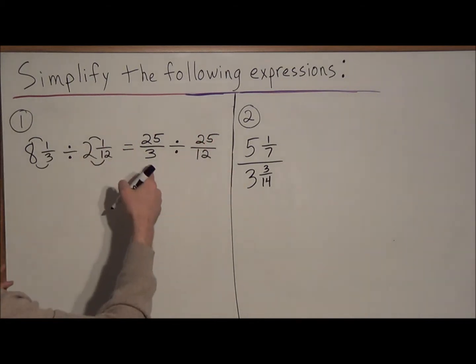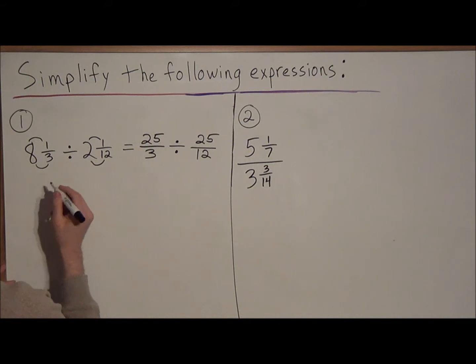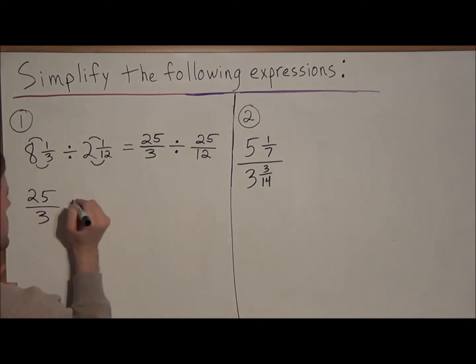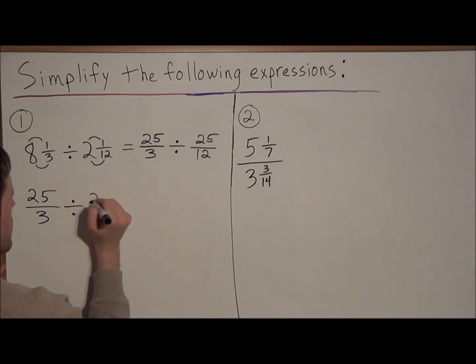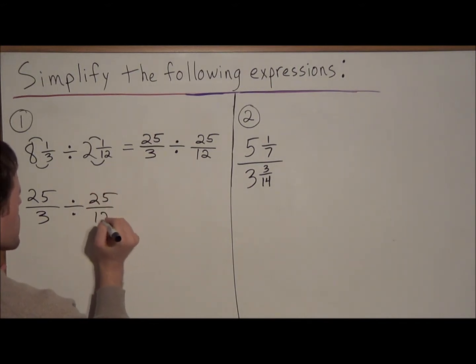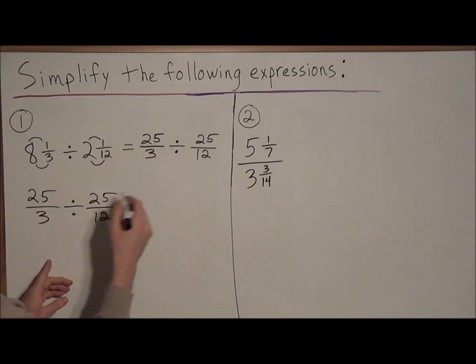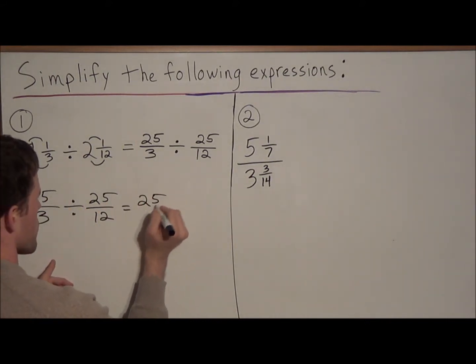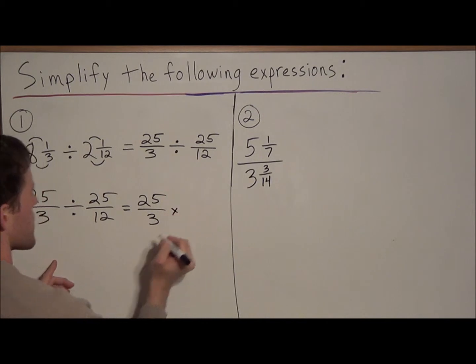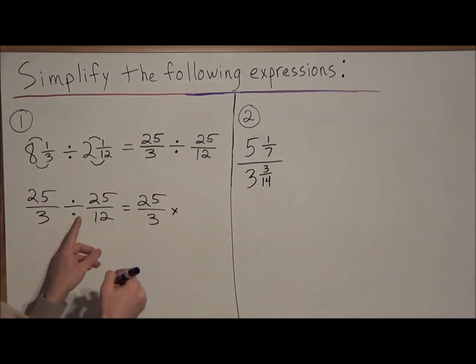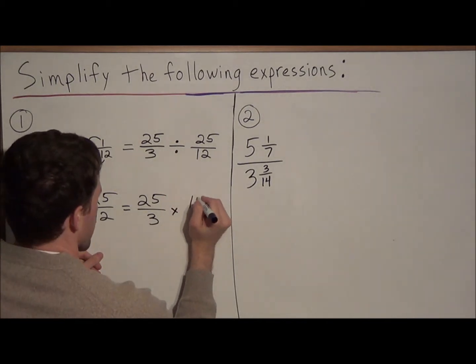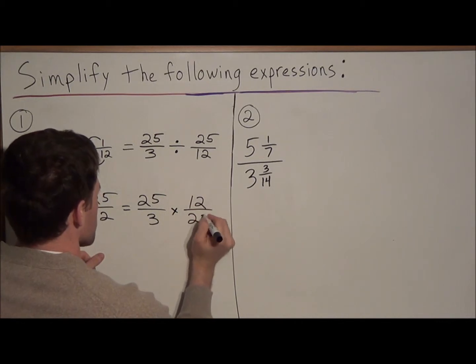But now once we have this fraction here, notice the technique that we can use. We have 25 over 3 divided by 25 over 12. We're going to use keep, change, flip. So we can transform this. We keep the first fraction, 25 over 3. We change the operation to multiplication, and now we flip. We have 12 over 25.